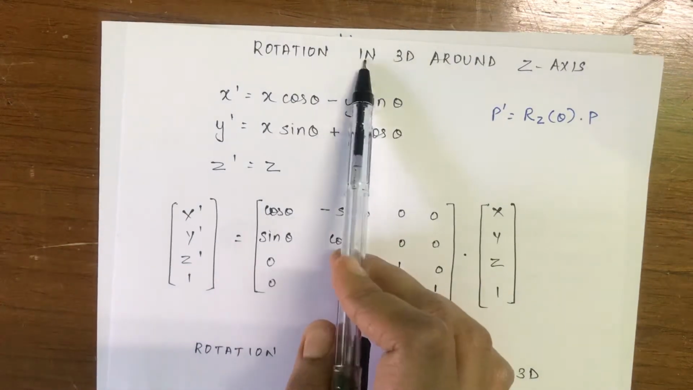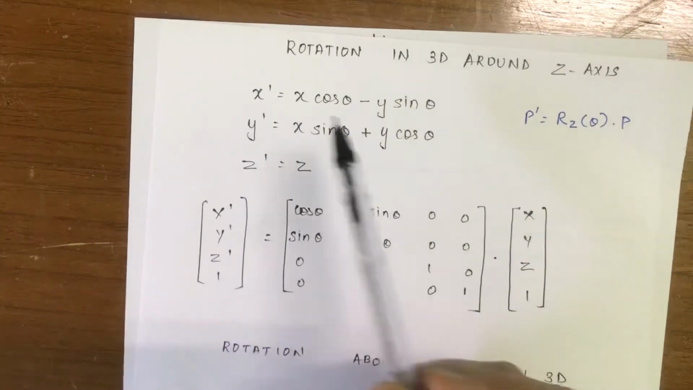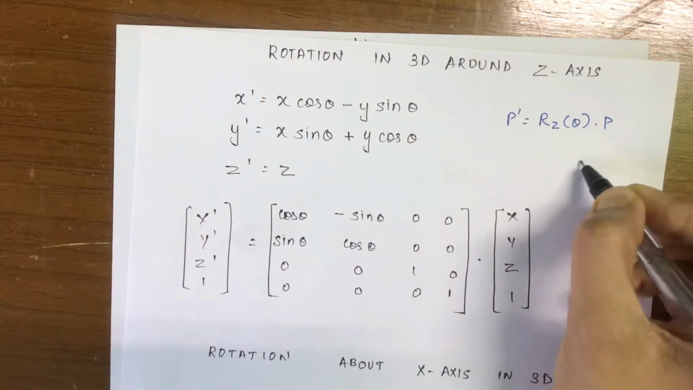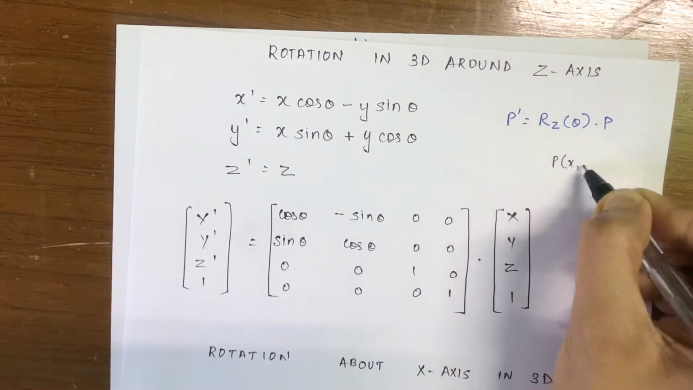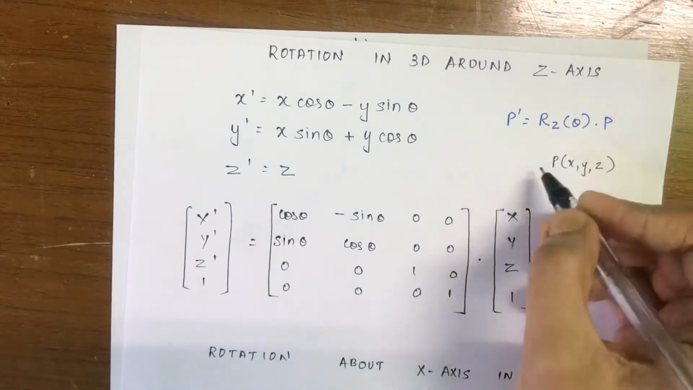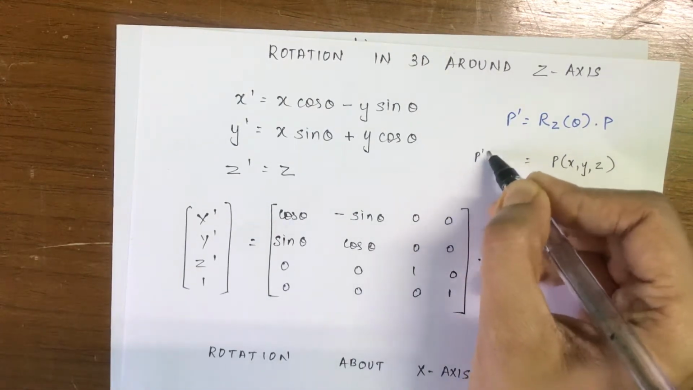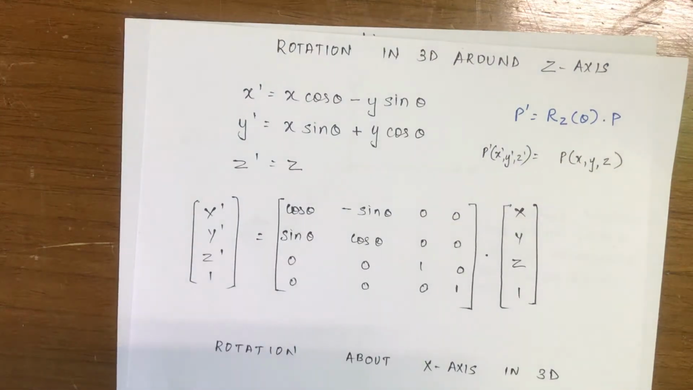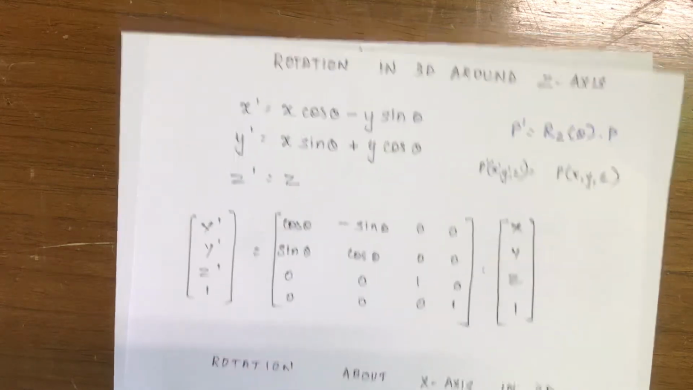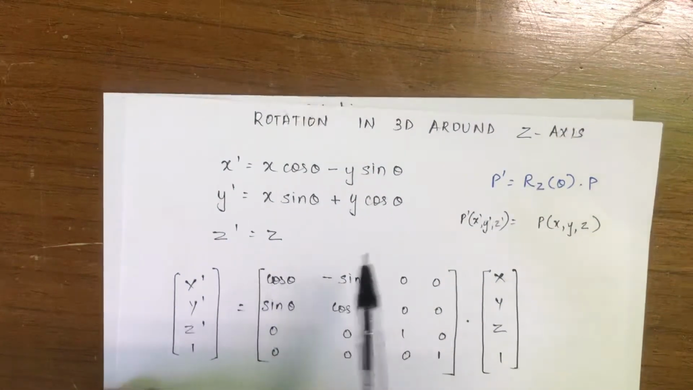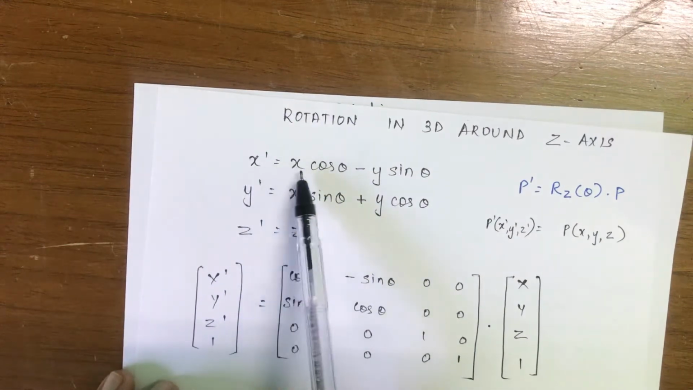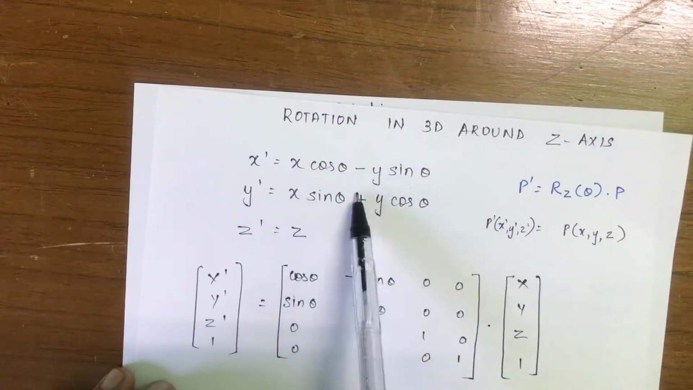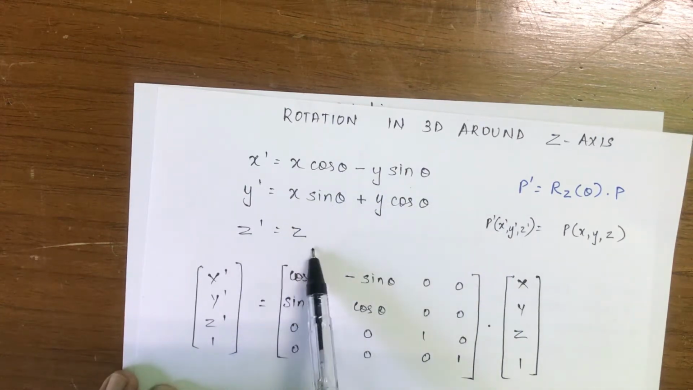Okay, so rotation in 3D around the z axis, where your points p, x, y and z are my original points, and p dash of x dash, y dash and z dash are my modified points, modified points post rotation around the z axis. So what do I have over here? I have x dash is equal to x cos theta minus y sin theta, y dash is equal to x sin theta plus y cos theta, and z dash is equal to z.